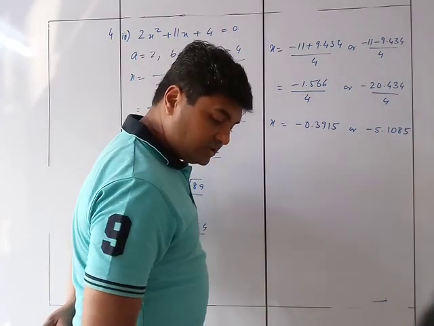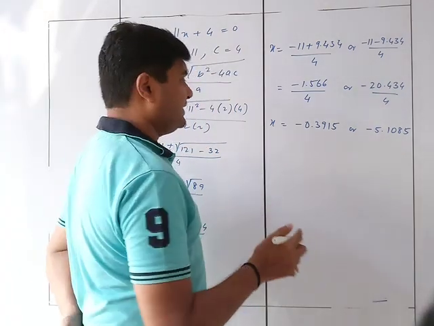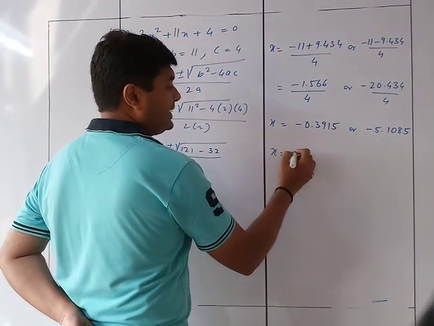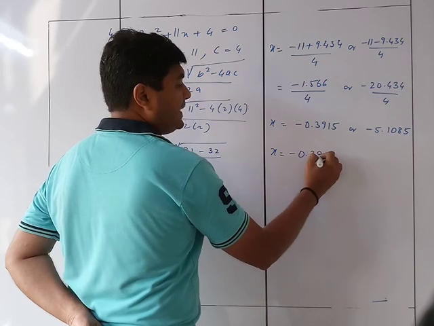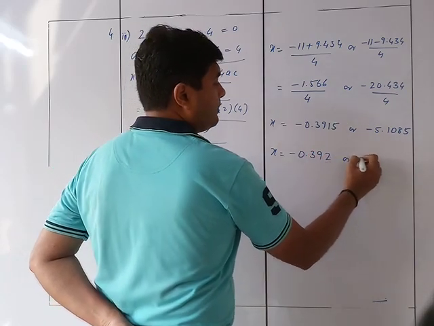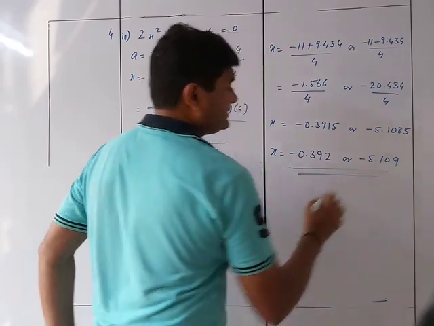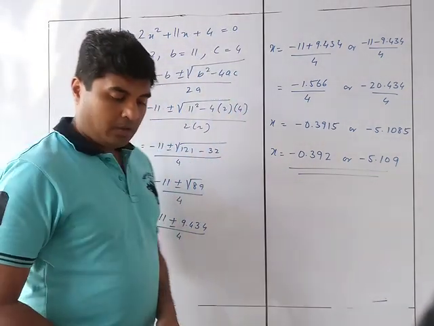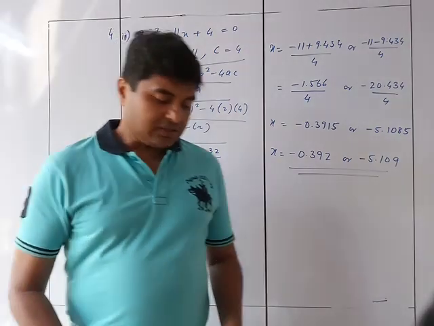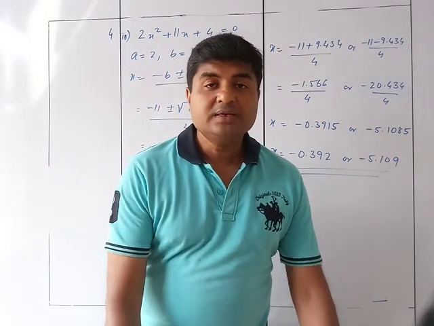5.1085. Now the question was 3 decimal points. So there are 3 decimal points. So x is equal to minus 0.392 or minus 5.109 as the answer. This was about the decimal points.